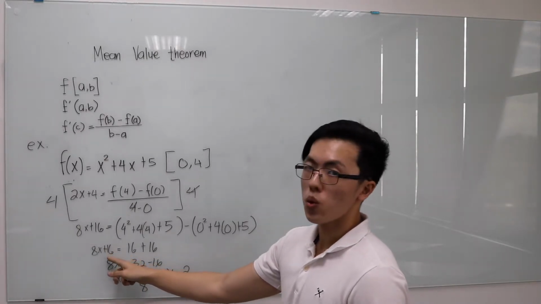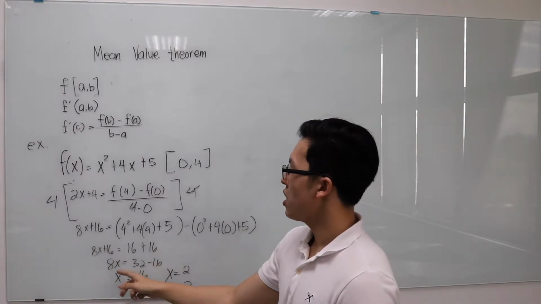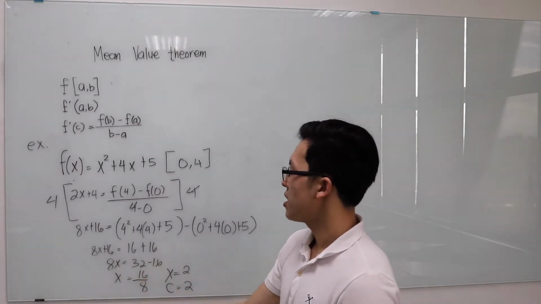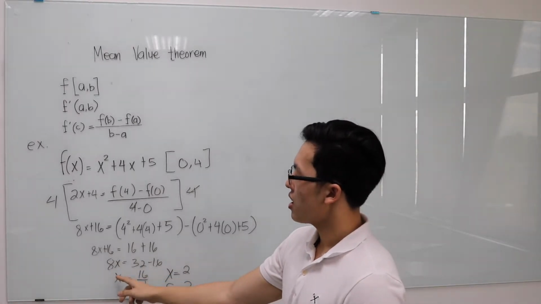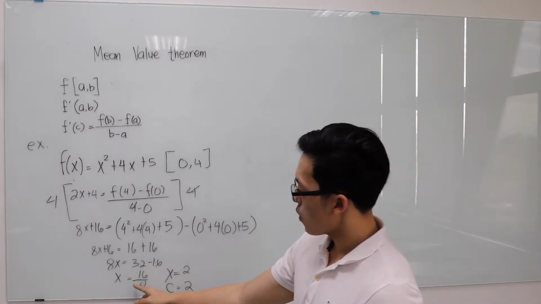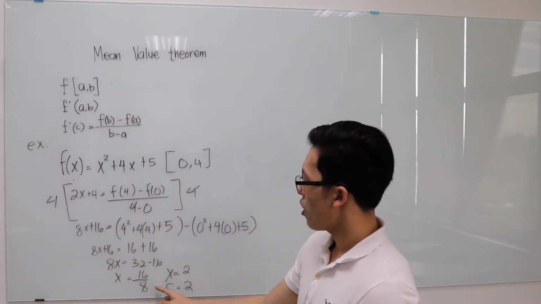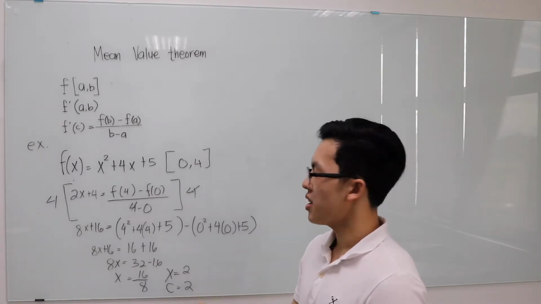Here you're going to transpose 16 to the other side to leave x on the left side. After that, divide both sides by 8. So x equals 16 over 8. So the x, or your number c, is equal to 2.